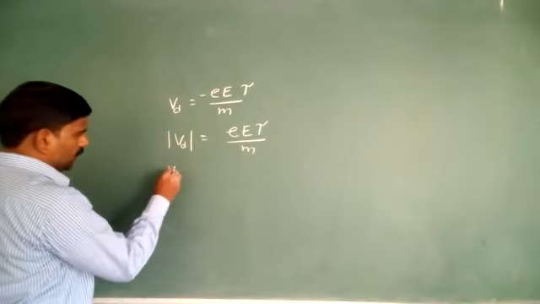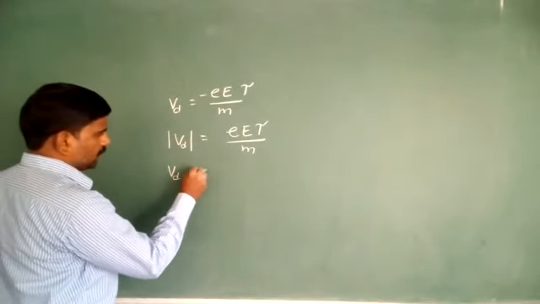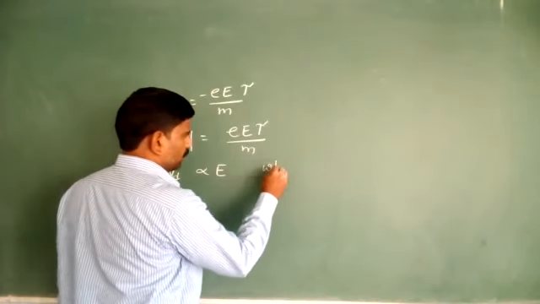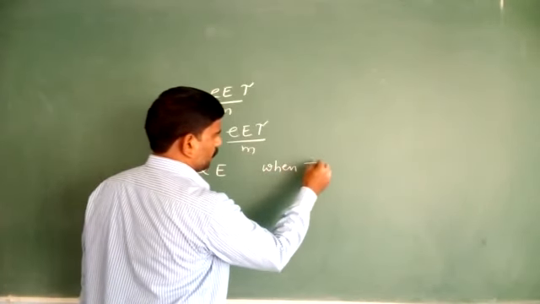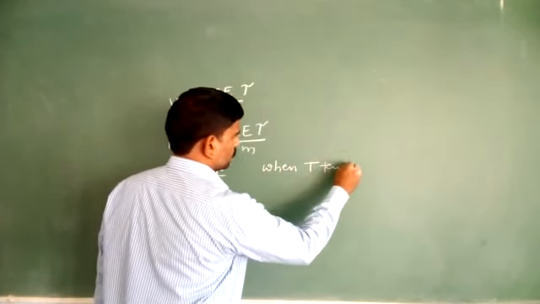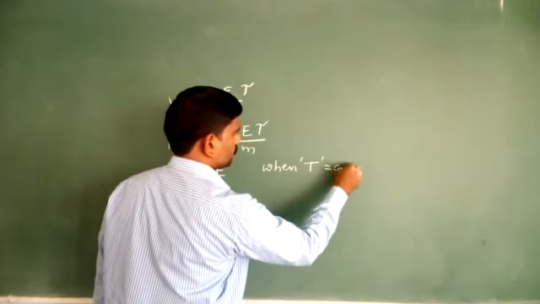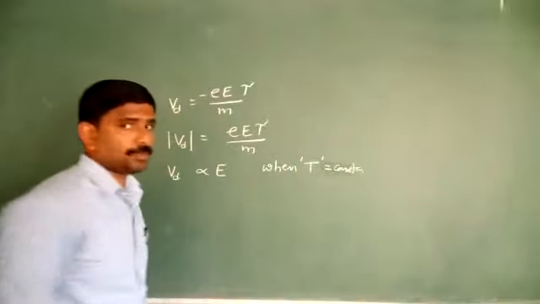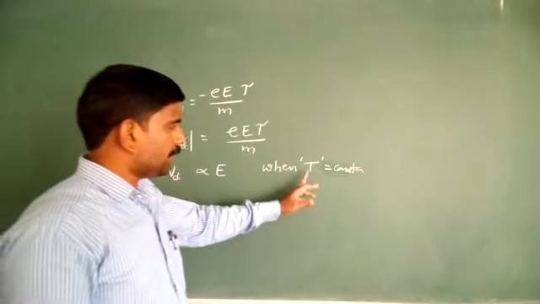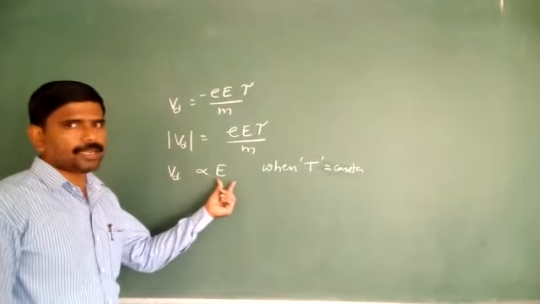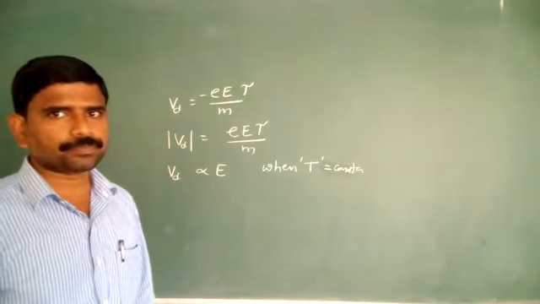If you observe this equation, Vd is directly proportional to capital E when the temperature is kept constant. T is nothing but the temperature. When the temperature is constant, in that situation Vd is directly proportional to E.